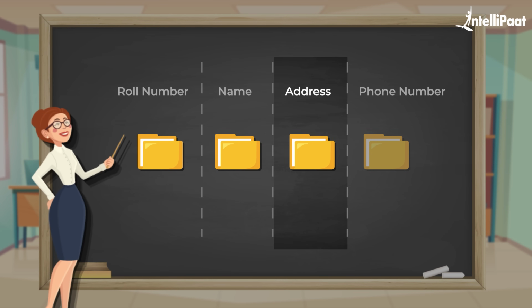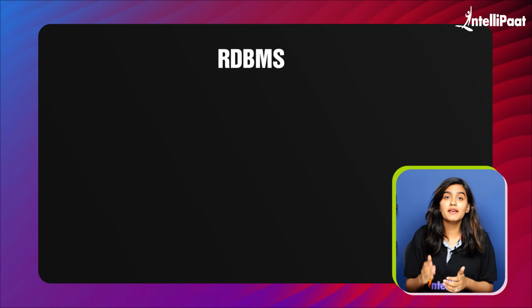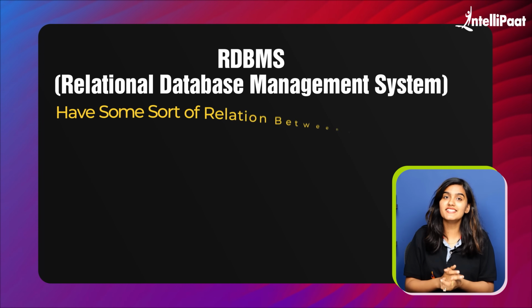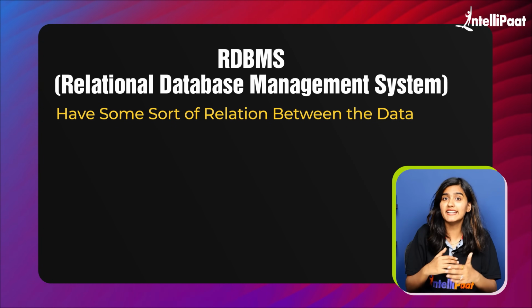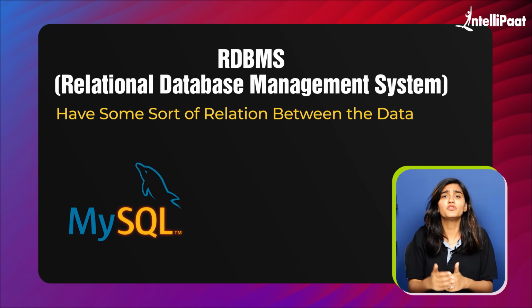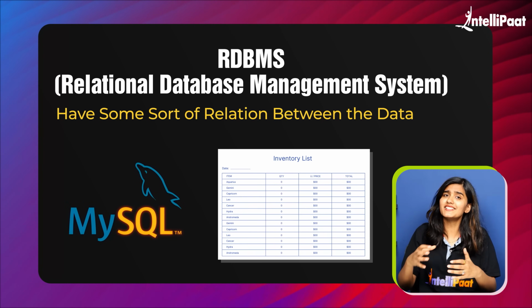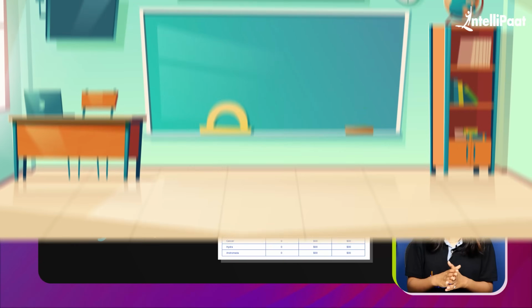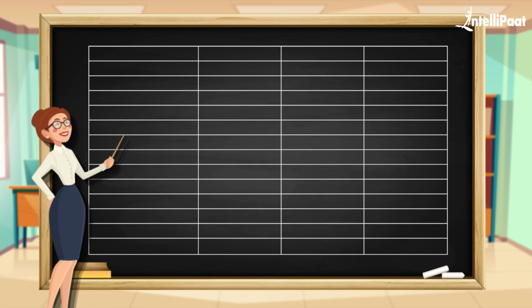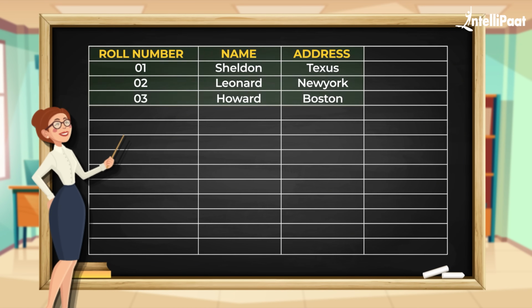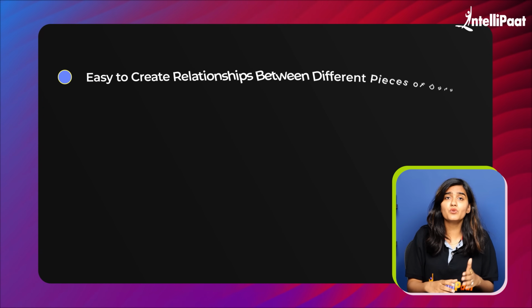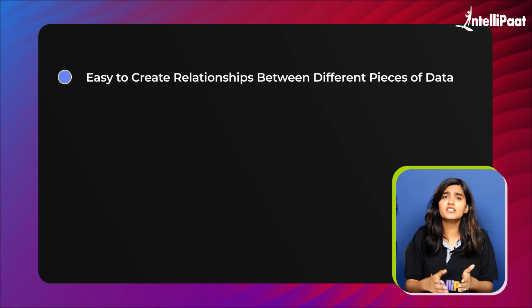and time consuming. On the other hand, RDBMS or Relational Database Management System has some sort of relation between the data. For example, MySQL, which you must have used for creating tables and storing values. Taking the same example of students, here you can create a table which will have columns of roll number, name and address, which will be interconnected. So when you want to search, you can easily perform a query and data related to that particular student will come. Overall, making it easy to create a relationship between different pieces of data.